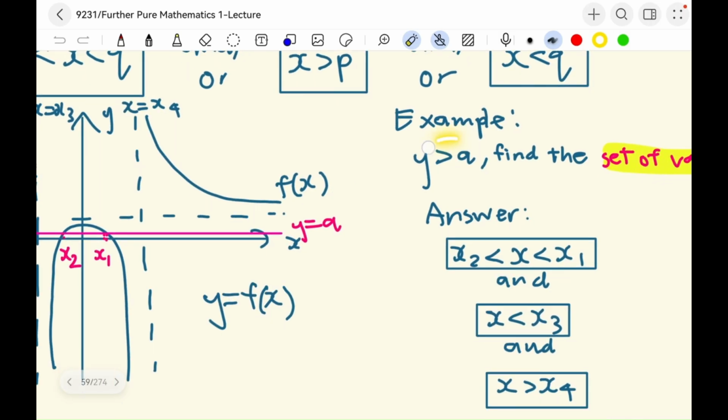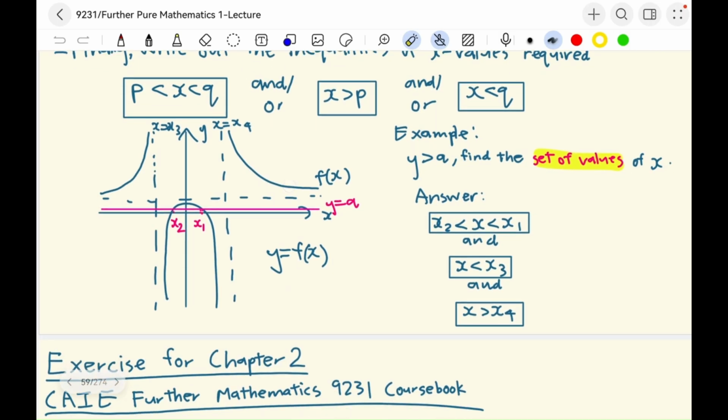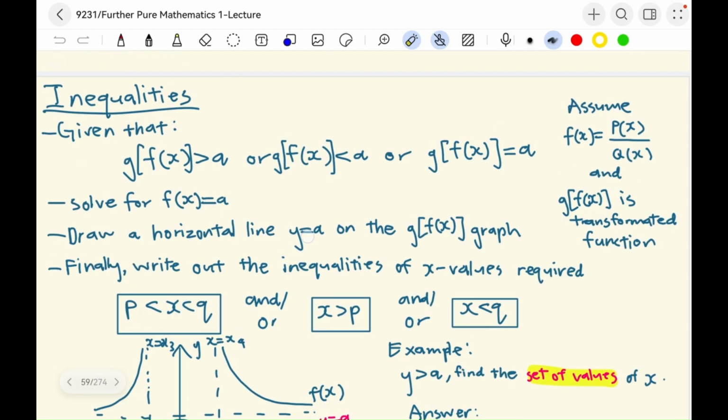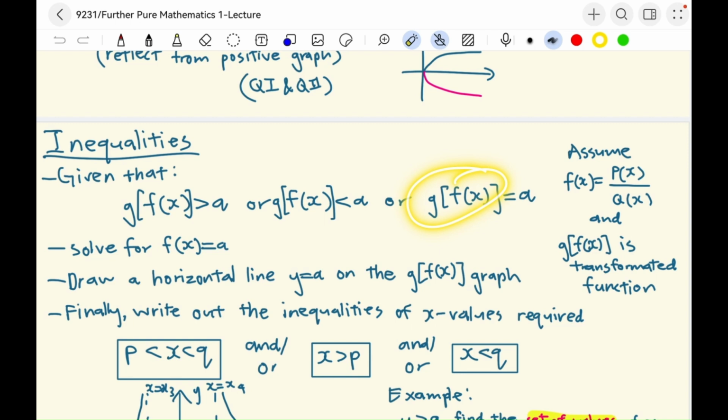Okay, if y is less than a, of course x is between x3 and x2, and x is between x1 and x4. Okay, so these are the general solutions to solve from the composite functions. The composite of the rational functions is equal to something constant, unless the a is not a constant but any kind of function. So this one we will tackle in this kind of question.